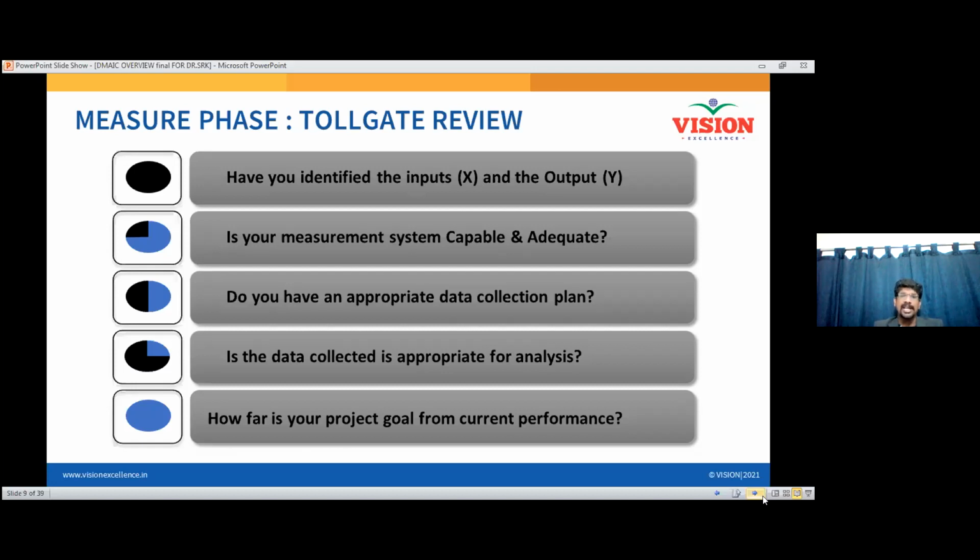So you need to measure to find out the gap in the current performance. This is what the measure phase will help you to do.